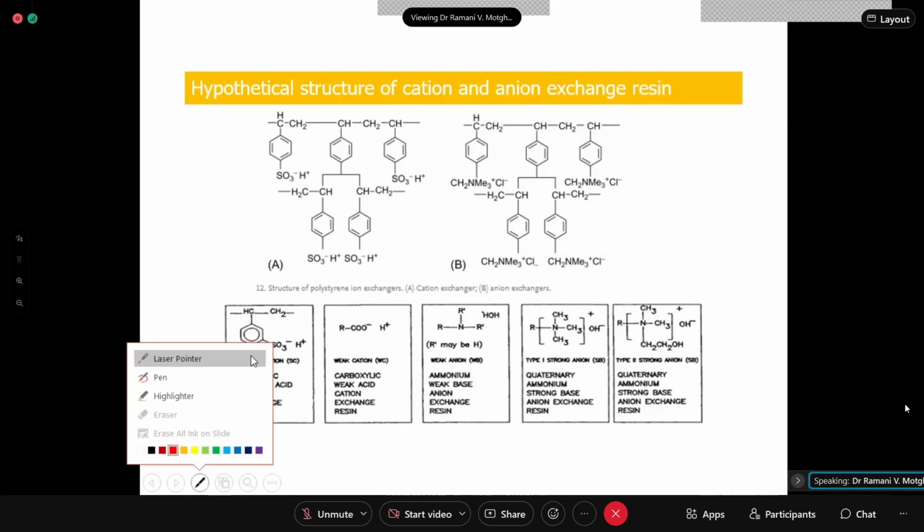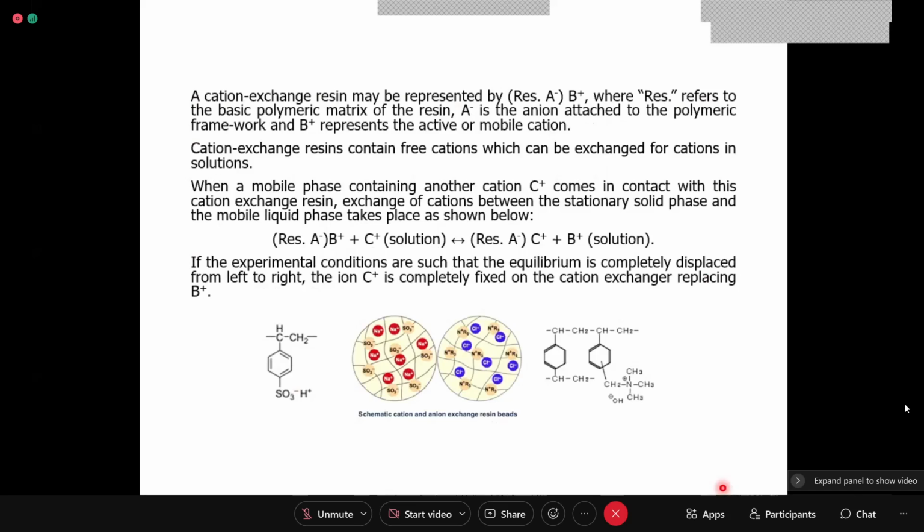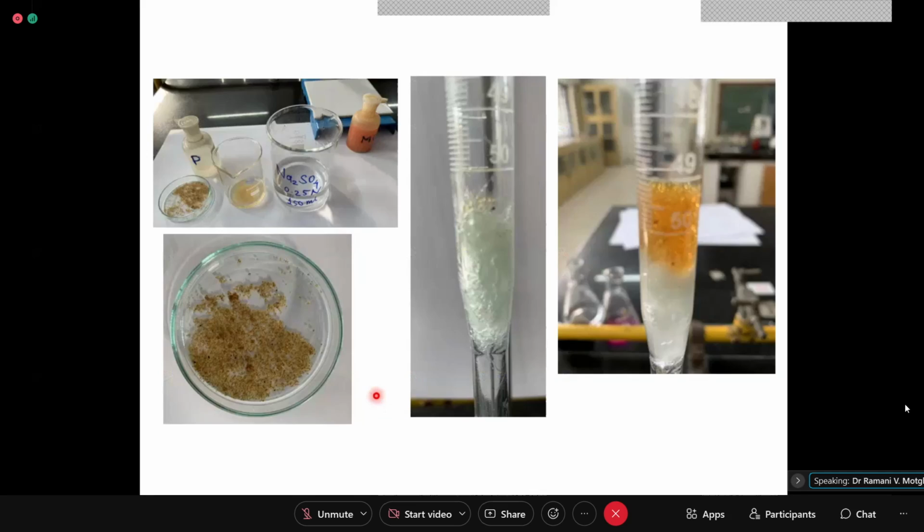Okay, so this is again a hypothetical structure drawn showing a cross-linked polymeric matrix with a fixed charge group SO3 minus and the counter ion is Na plus here. When it is stored, the cation exchanger resin is stored in sodium form because it is dry, and when you are using it, you are converting it into hydrogen form. So you will have to hydrate it, so it is put into aqueous HCl solution. A slight swelling is also seen for these particles.